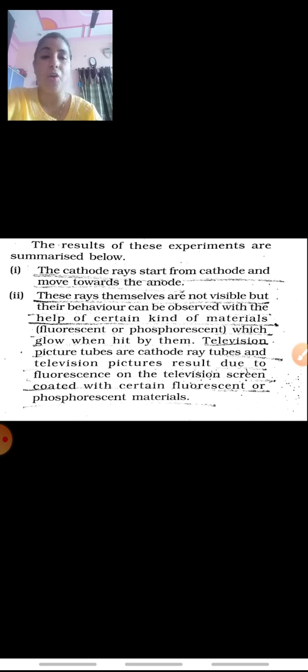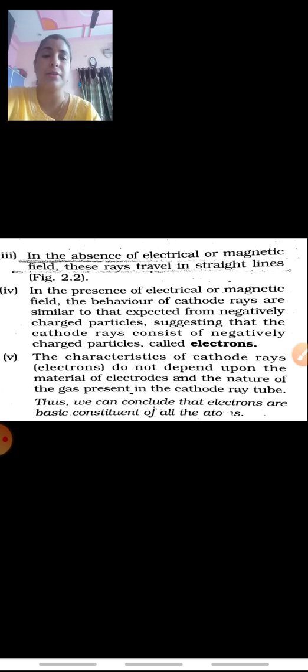Now these rays themselves are not visible, but their behavior can be observed with the help of certain kinds of materials like fluorescent tubes, which glow when the rays hit them, like the screen of the TV. Previously that fluorescent screen was used, nowadays LCD is there. Television picture tubes and cathode ray tube television results are due to the fluorescence. The appearance of the image on the television is because of the fluorescence on the television screen that is coated with a certain fluorescent material. Next, in the absence of electrical or magnetic field, these rays travel in a straight line. Only the deviation takes place when there is some magnetic or electric field.